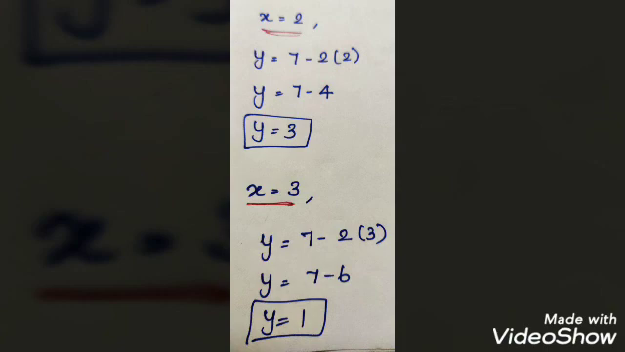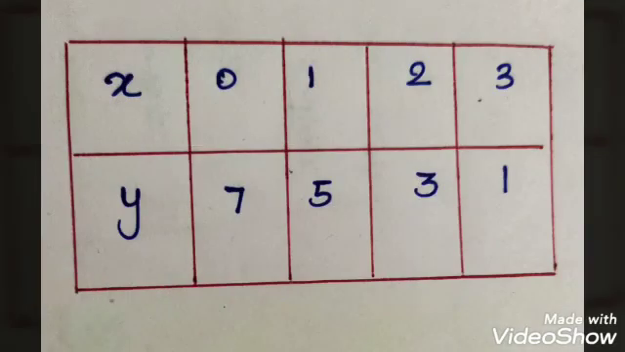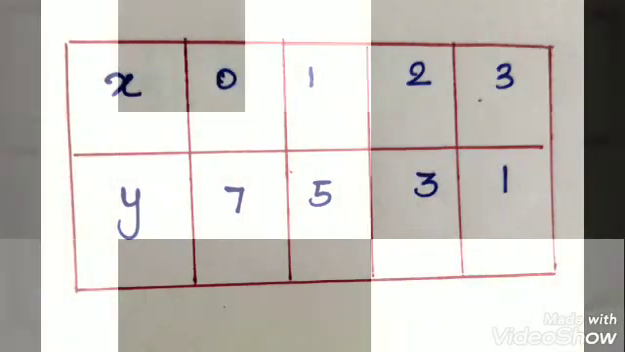Next x is equal to 3. y equal to 7 minus 2 into 3, in the place of x we are putting 3. So y equal to 7 minus 6, which gives you 1. Is it clear? One equation will be given. We are going to substitute the values for x and we are getting the values of y. Here they are asking for 4 solutions, so we are tabulating the values of x, y. X is equal to 0 gives 7, 1 gives 5, 2 gives 3 and 3 gives 1. Is it clear? This is your first problem.